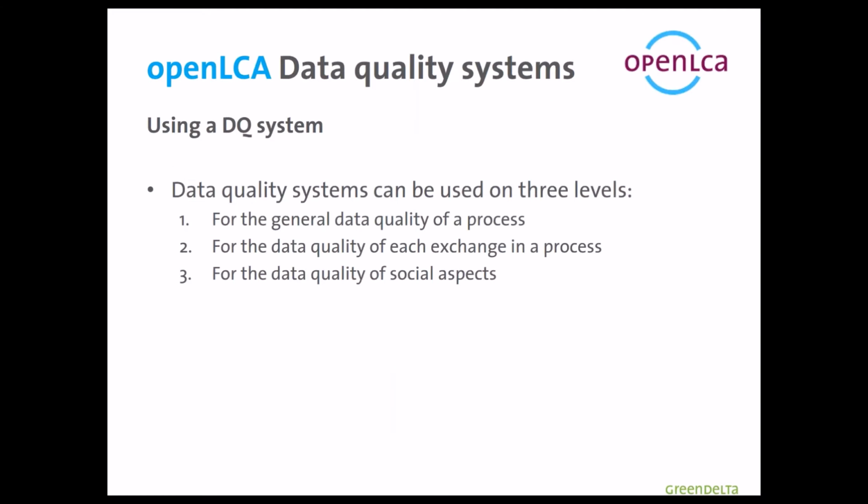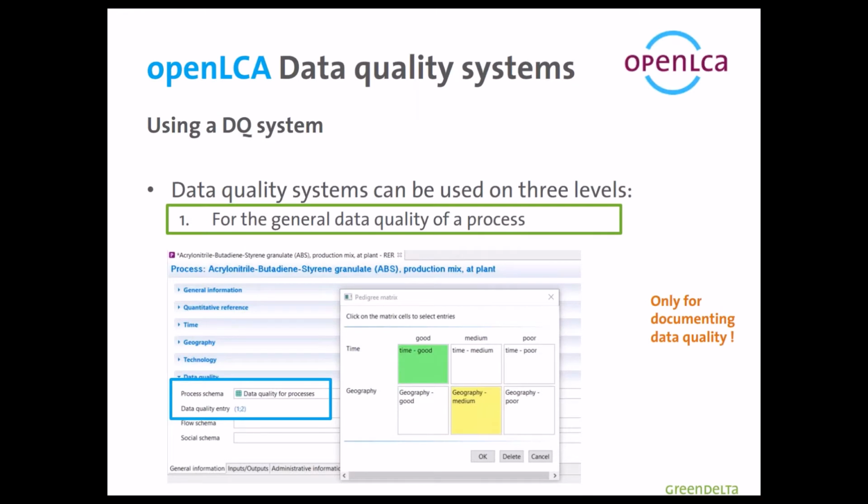And then is the question, what do you do with these matrices? Basically, they can be used for 3 different purposes. First, you can use it for documenting the general data quality of a process. You can also use it for documenting the data quality of a flow in a process, and you can use it when you do a social LCA for documenting the data quality of social aspects. Let's have a look at the first option.